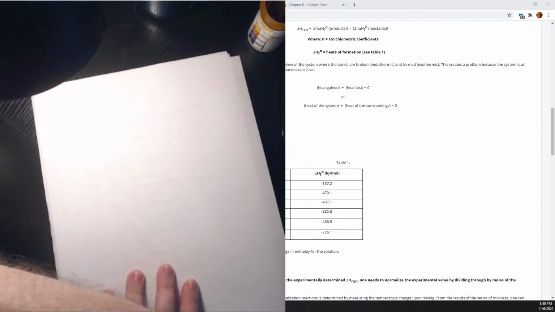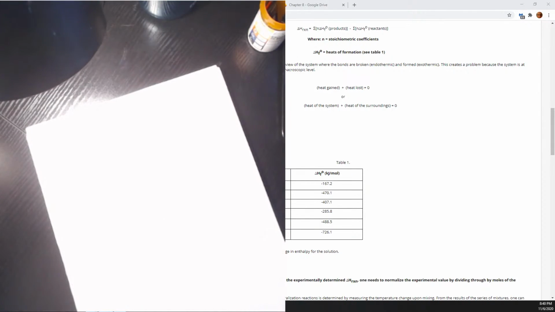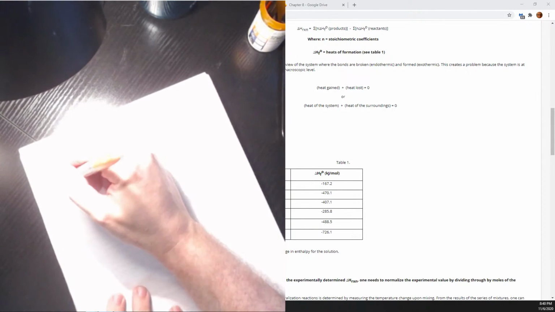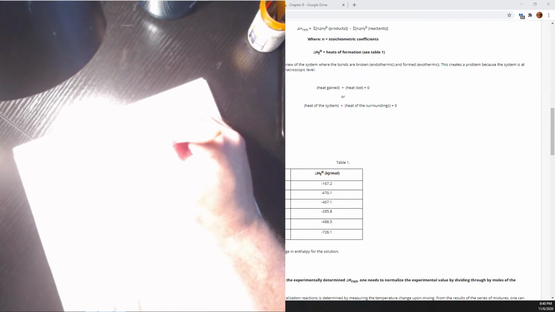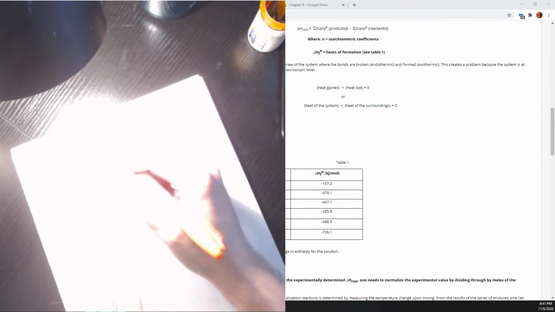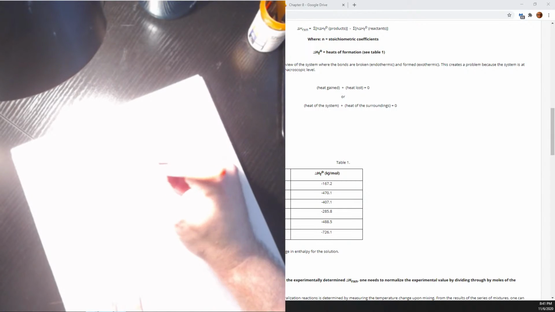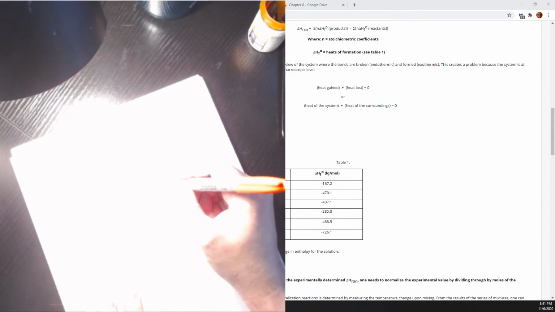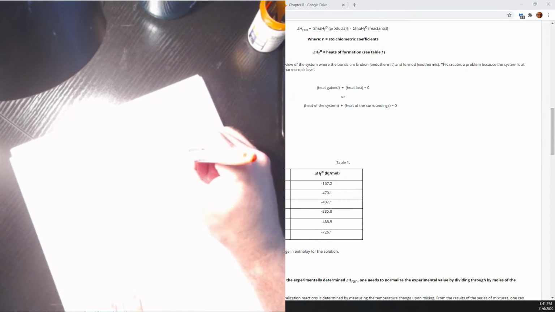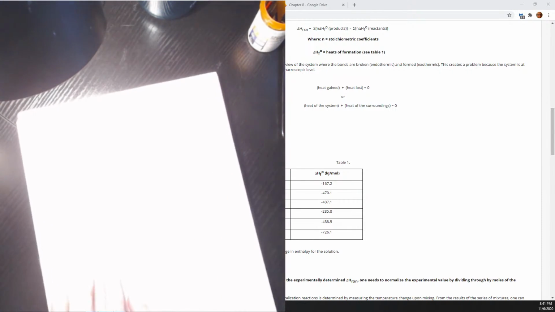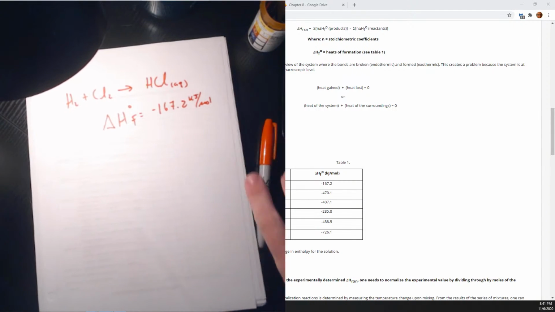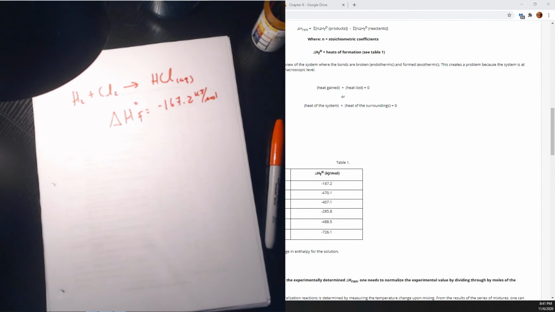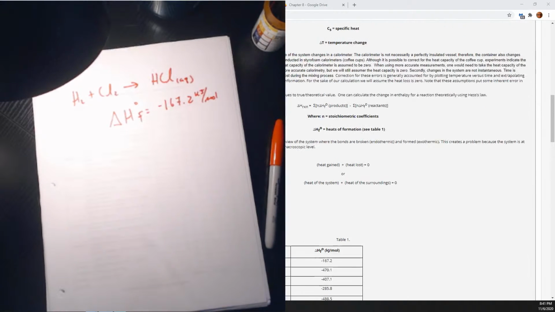So for example, the enthalpy of formation for hydrogen chloride would be H2 plus Cl2 yields HCl, aqueous. And that has an associated enthalpy of formation shown in the table that you can see on the right. Negative 167.2 kilojoules per mole. You cannot see any of it, there we go. So that is the form of an enthalpy of formation. The way you use this is, coming back over here, you can still see it.